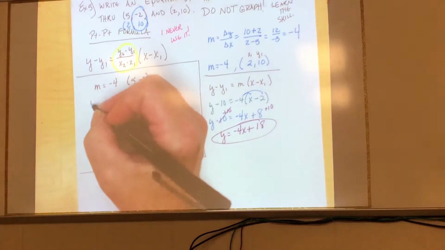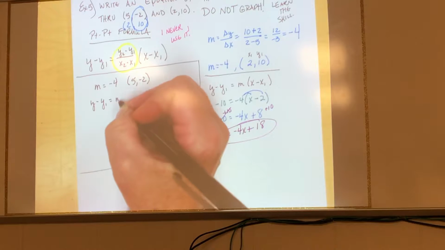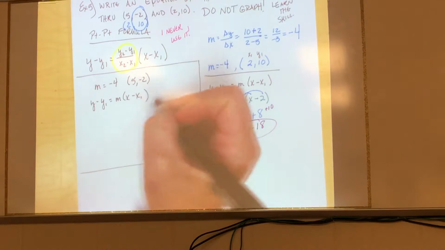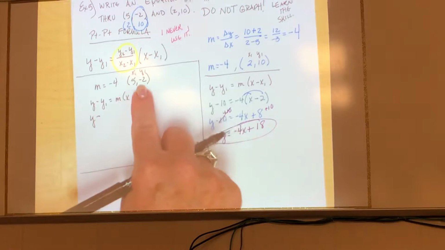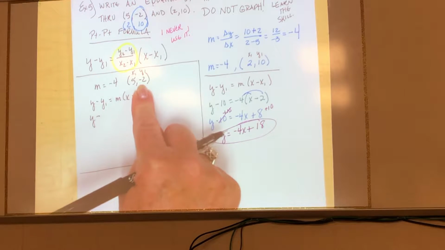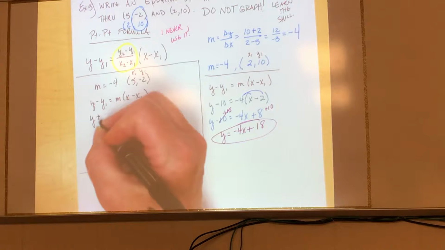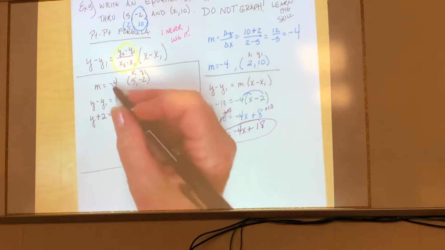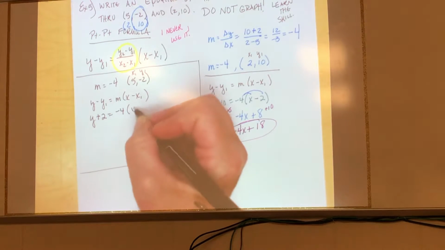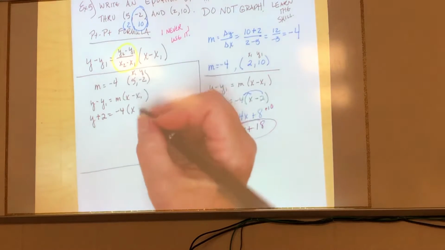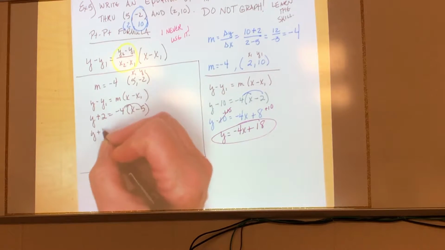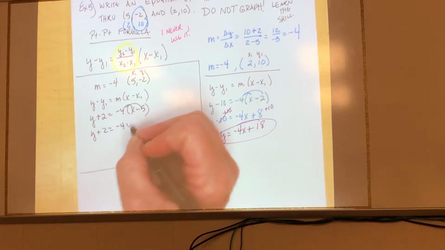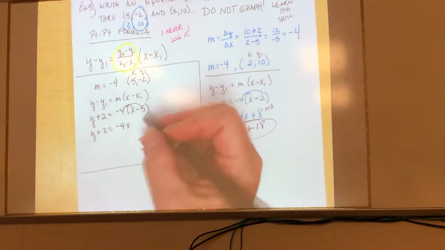All right? I'm still going to use the point-slope formula. This will be my x sub 1 and y sub 1. So I'm going to go y minus a -2 makes a what? Plus 2 is equal to m, -4 times x minus 5. When I distribute, I get y plus 2 is equal to negative 4x. What's negative 4 times negative 5?